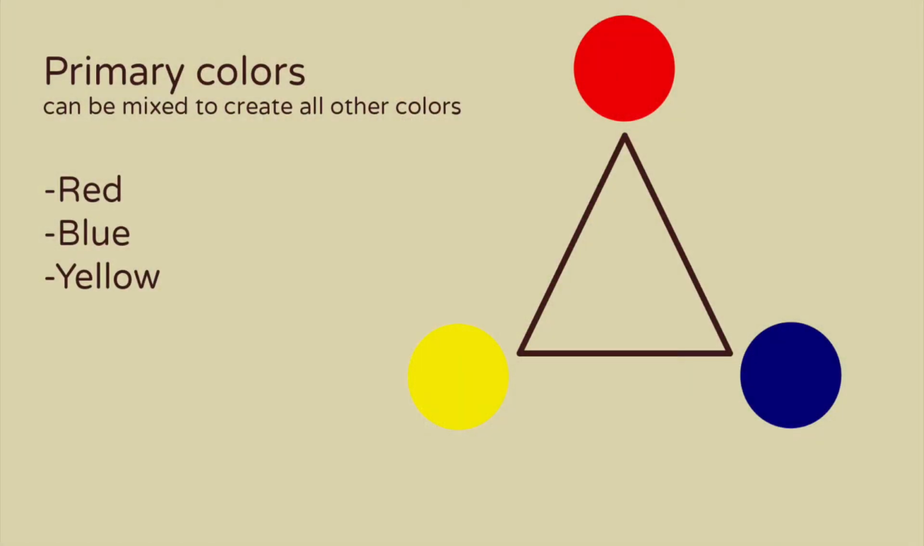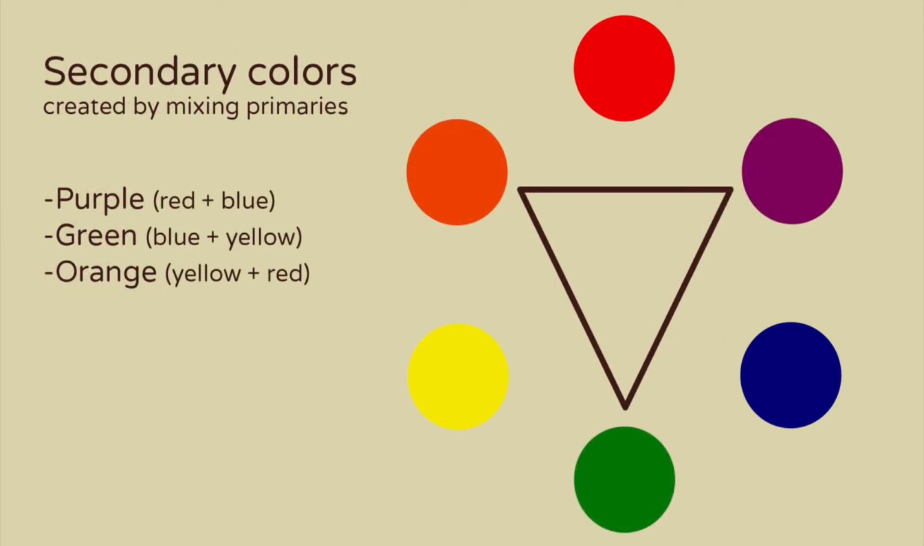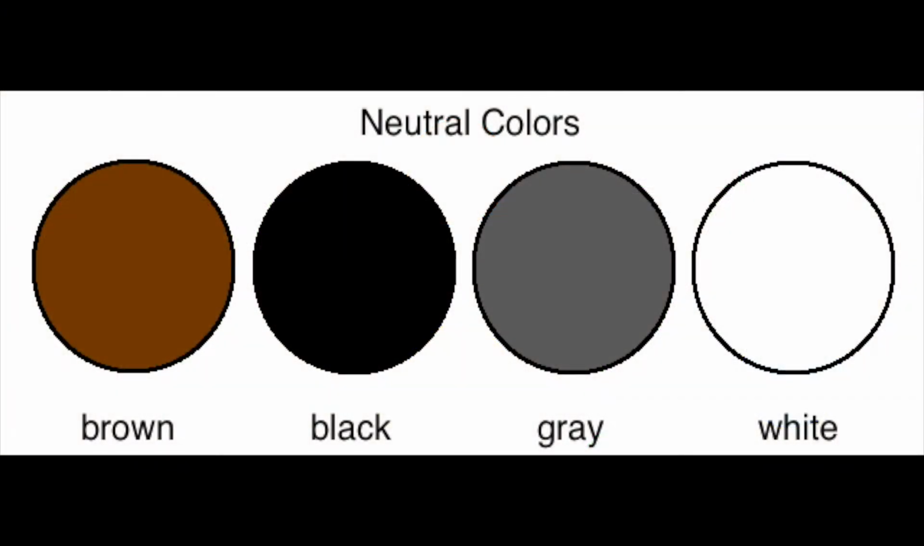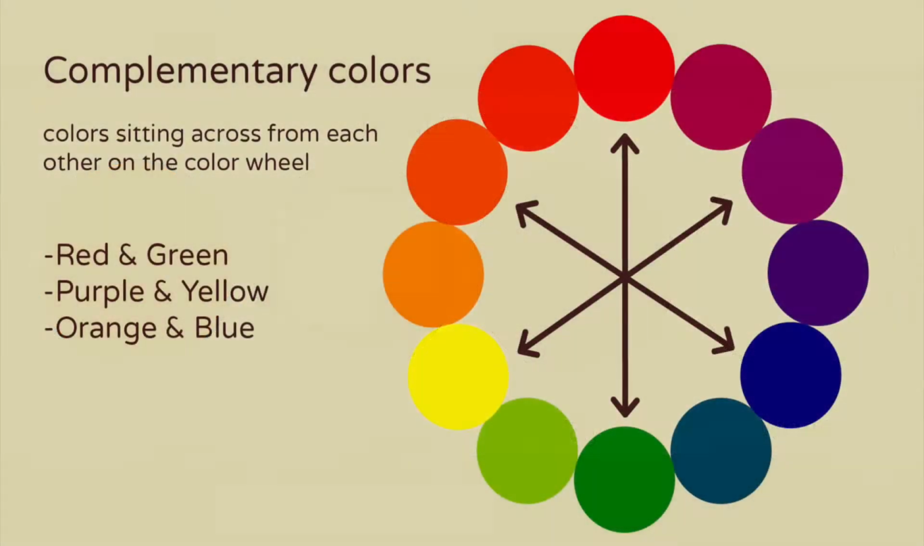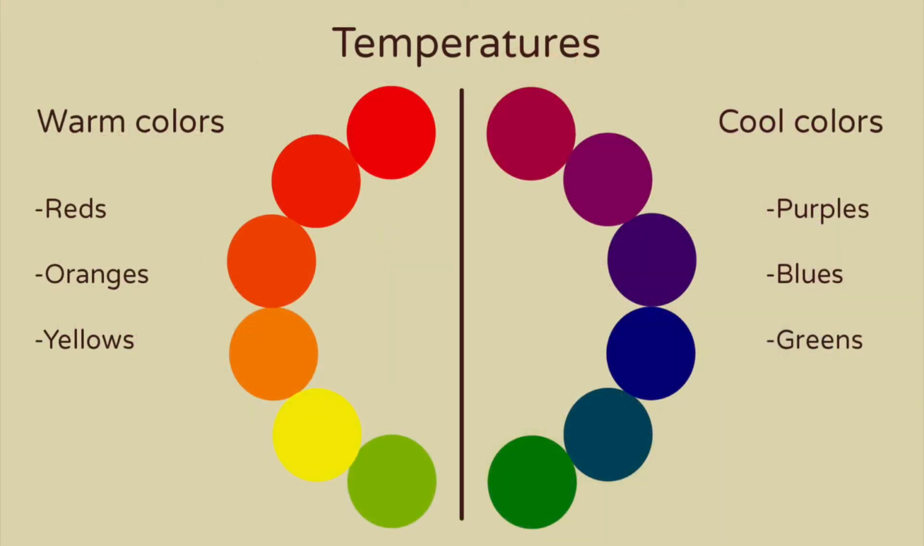Primary colors, we know about these. Red, yellow, blue. Secondary colors, we also know about these. Orange, green, and violet, or as you guys call it, purple. Neutral colors are brown, black, grays, and whites. Complementary colors are colors that get along, like red and green, orange and blue, yellow and purple. Warm colors, red, yellow, and orange. Cool colors, blue, green, and purple.